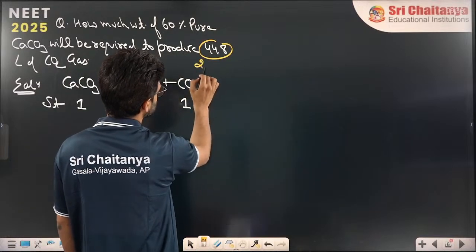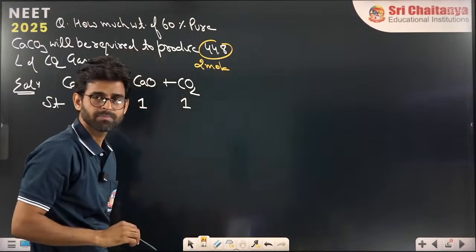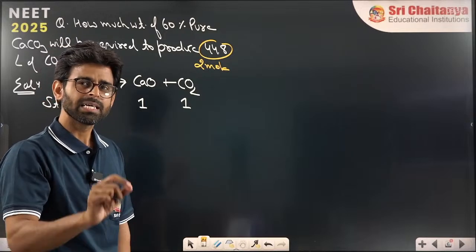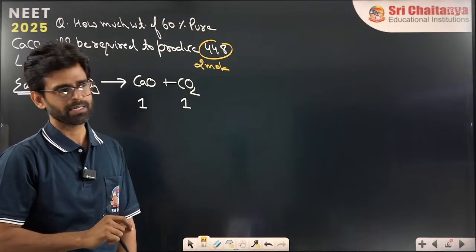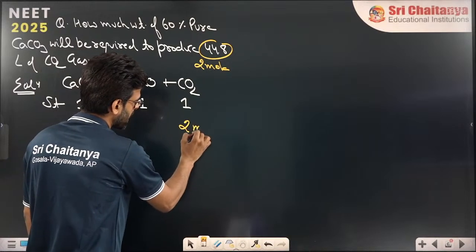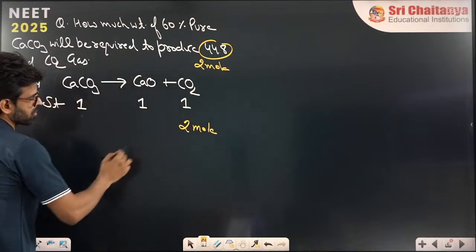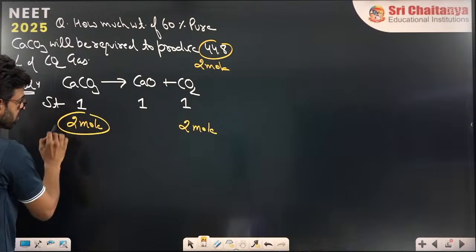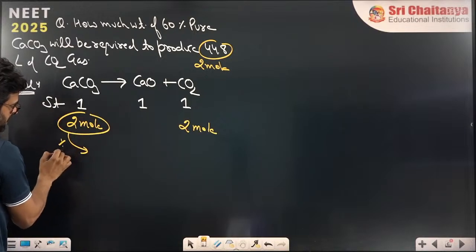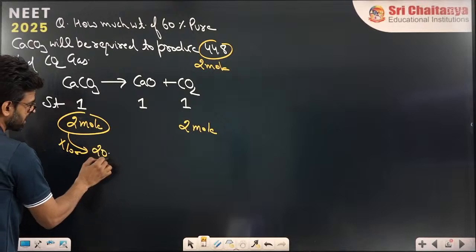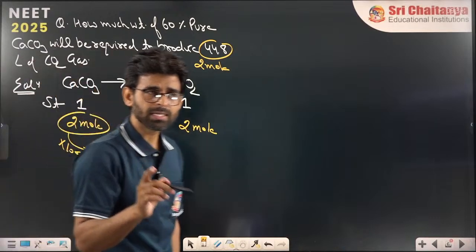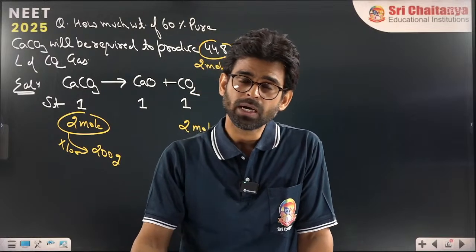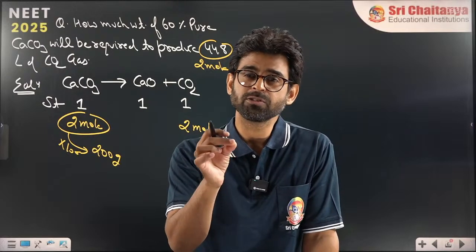If you understand carefully, how many moles are there? 2 moles. 44.8 liter at NTP conditions, or STP condition. If they don't mention, by default you will take that, right? So actually I want to have 2 moles of CO2 production, so I need 2 moles of CaCO3. 2 mole means how much weight? 2 into 100, so 200 gram. Now 200 gram is the actual weight of CaCO3 which we need.